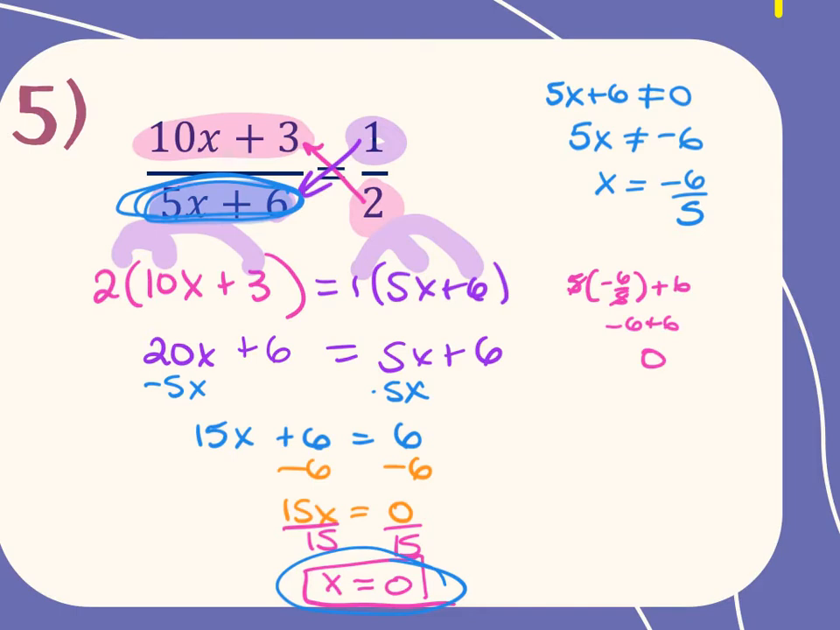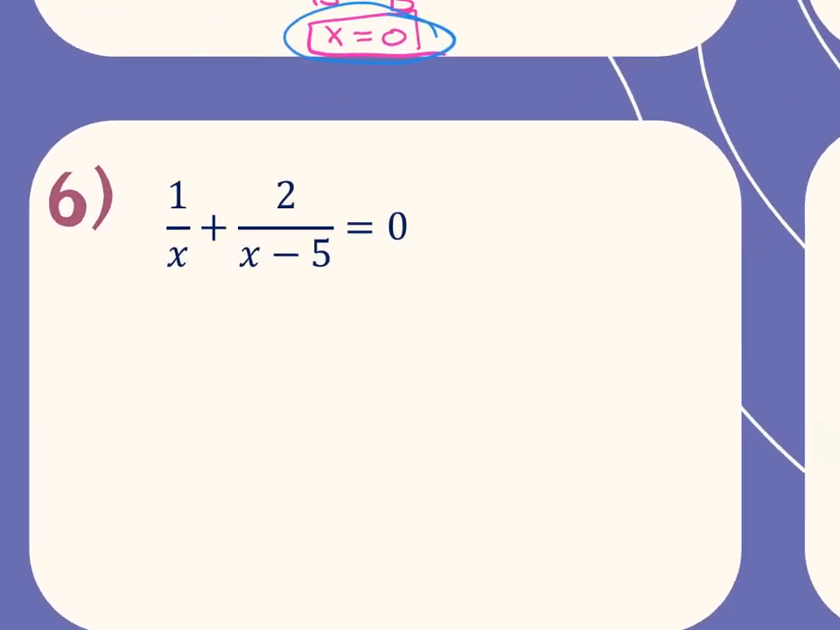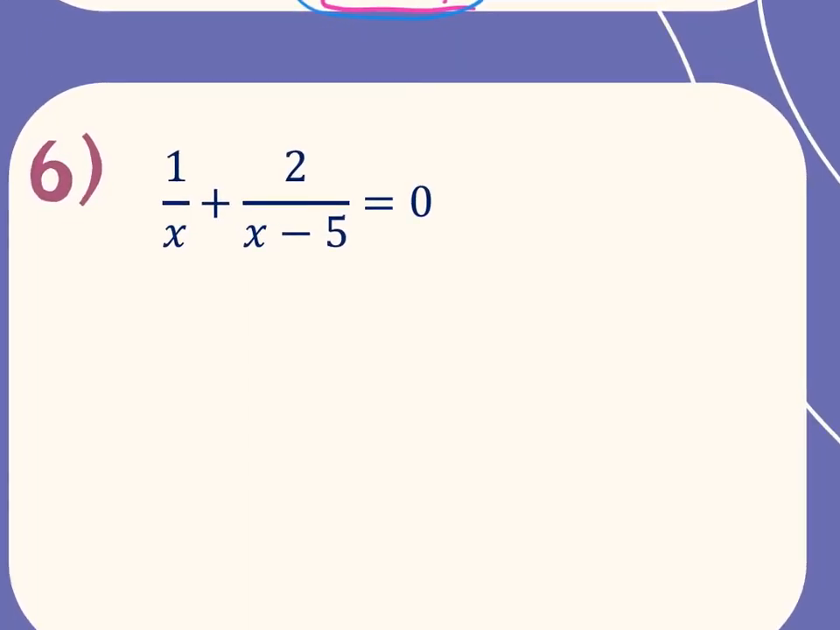Any questions on that one? Okay, so go to 6. Two things to do here. One is least common denominator. Those are different, so I could say that the least common denominator is x times x minus 5, and I could multiply all 3 of those fractions by it.